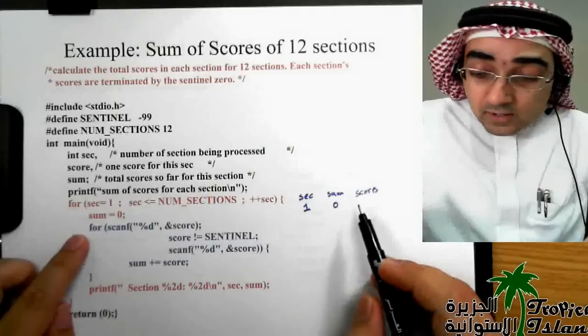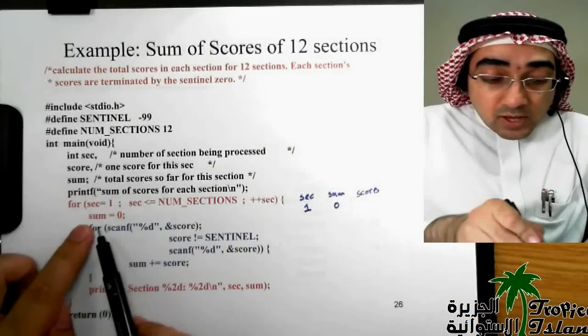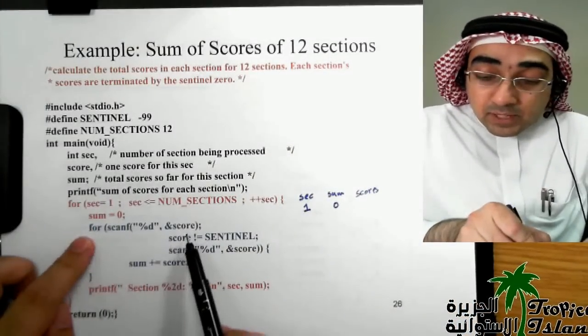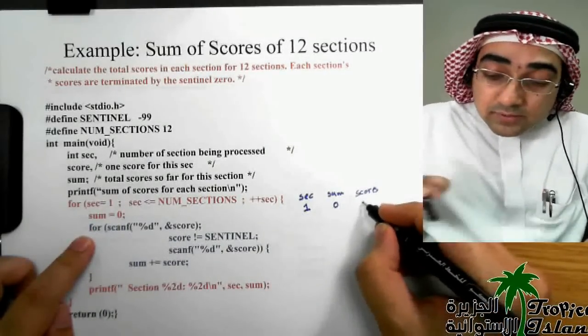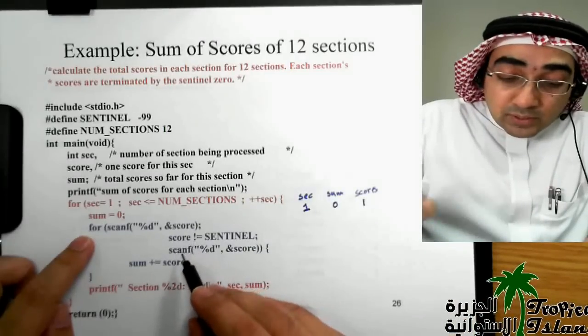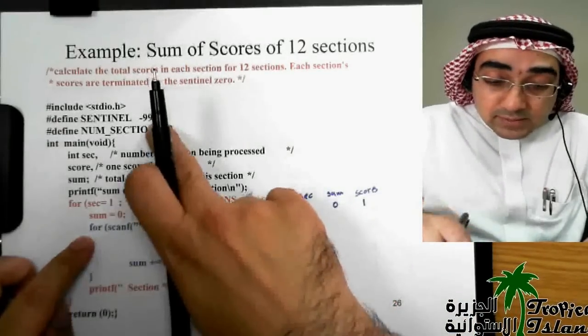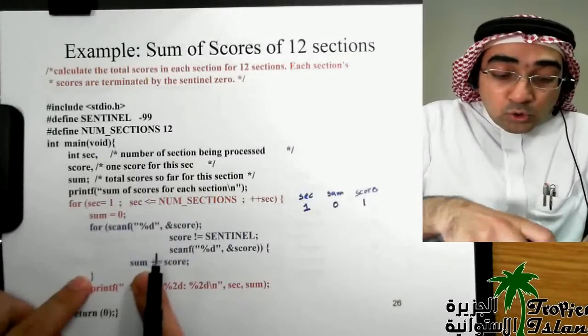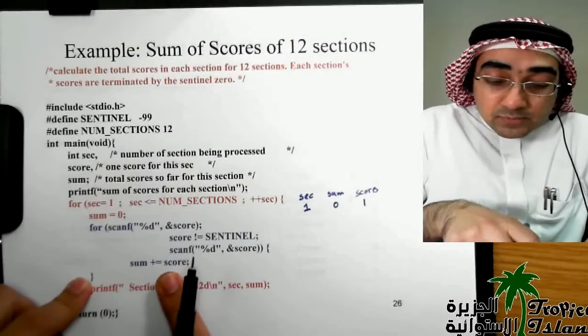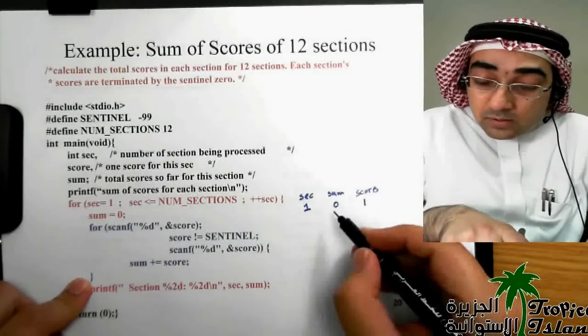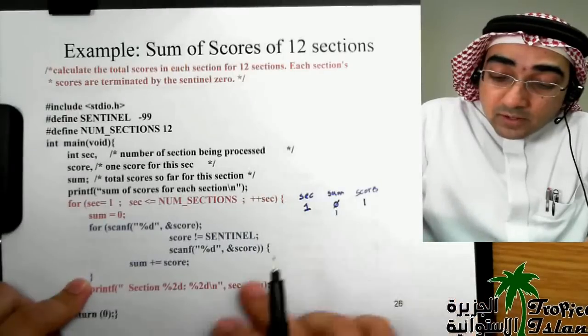Okay, so I have the scores. I'm going to start. Section is 1 and the sum became 0. Then I ask the user to enter the first score. So suppose the user enters 1. I'm going to check if this is equal to -99, if your sentinel value is -99. No, so I'm going to add it to the sum, sum equals sum plus score, so this will become 1.